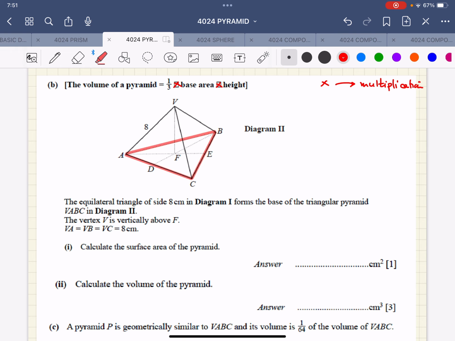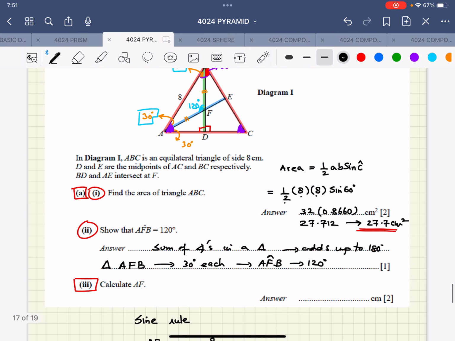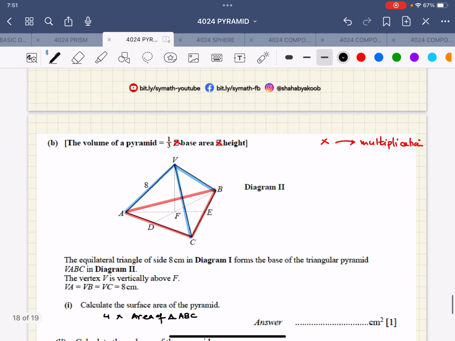That is the original triangle. And then we have this side as 8 over here. Now, if this is 8, naturally, this will also become 8. And therefore, this will also become 8. So, all the four sides have the same dimension, the three sloping faces and the base. So, surface area of the pyramid, that is basically 4 times area of triangle. Which triangle? That is the triangle ABC. So we have 27.712 into 4. So let me multiply it out.